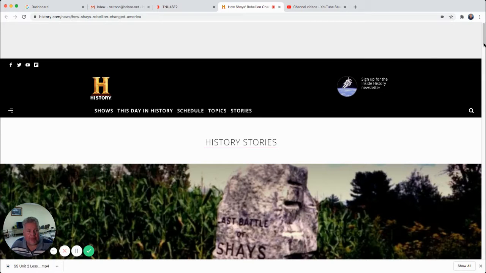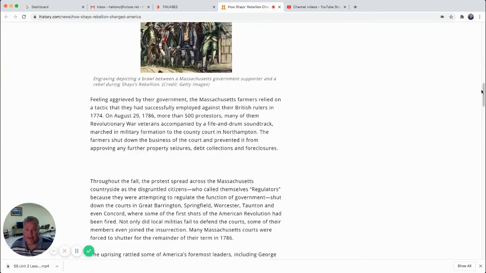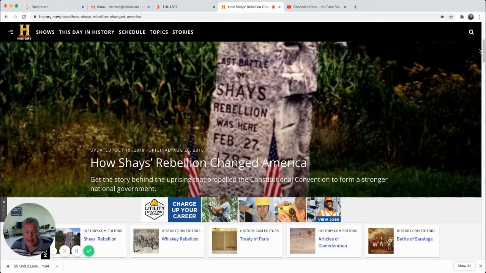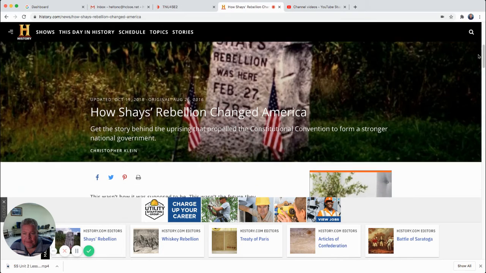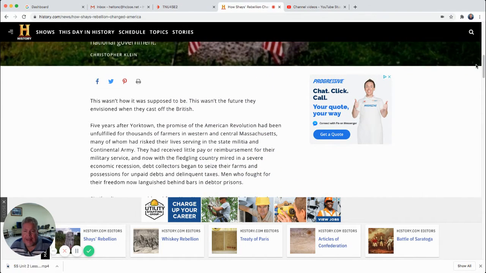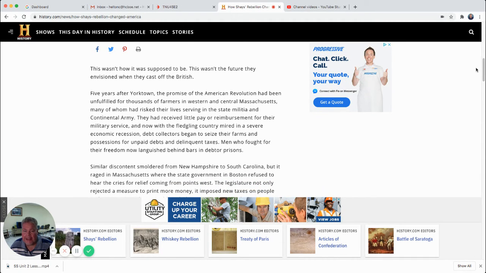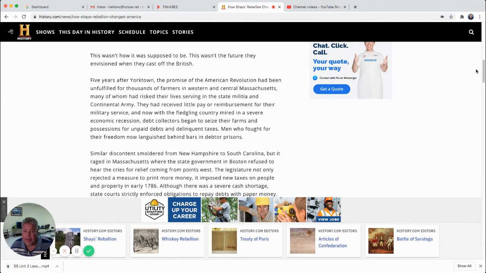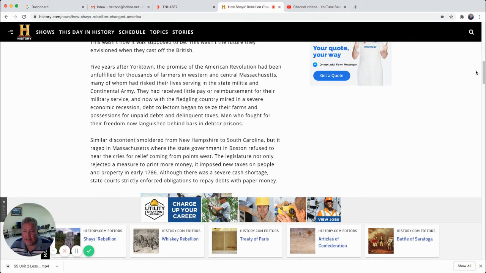So let's look at one little history story here about Daniel Shays, okay? Let's see, how Shays' uprising changed America. Let's read this together. This wasn't how it's supposed to be. This wasn't the future they envisioned when they cast off the British. 5 years after Yorktown, the promise of the American Revolution had been unfulfilled for thousands of farmers in western and central Massachusetts, many of whom had risked their lives serving in the state militia and the Continental Army. They'd received little pay or reimbursement for their military service.